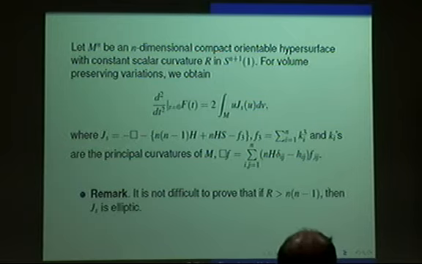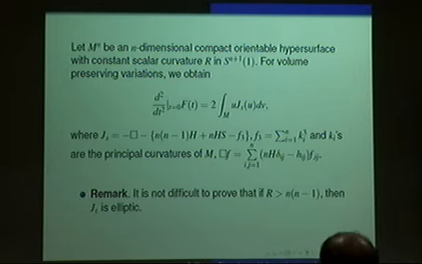By the definition, we can prove that if the scalar curvature R is greater than n times (n minus 1), then this operator is elliptic. If this operator is elliptic, we can use the minimax principle to compute its eigenvalues. So this is the Jacobi operator for the hypersurfaces with constant scalar curvature in a unit sphere.